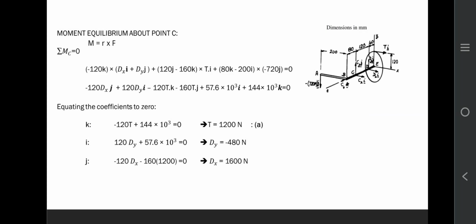Subdivision A is completed. Now if we take i and solve, 120 dy plus 57.6 into 10 power 3 equal to 0. By finding this, we get dy equal to minus 480 Newton. If we take the equation along j direction, 120 dx minus 160 into 1200 equal to 0. Now if we equate this, we will get dx equal to 1600.